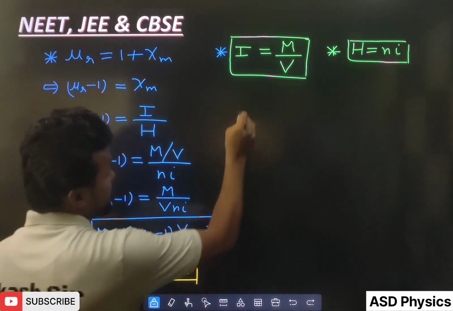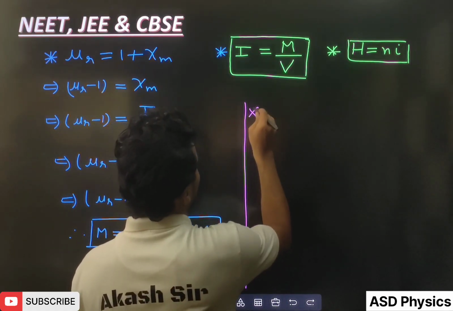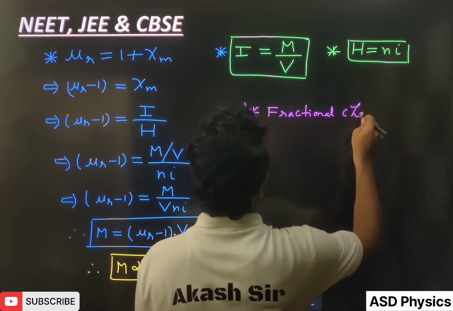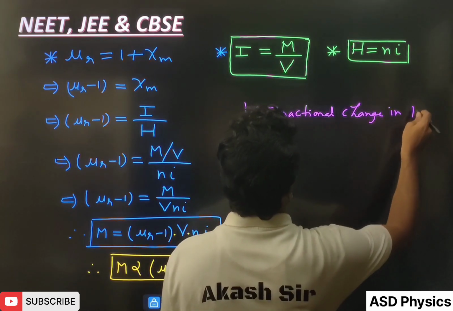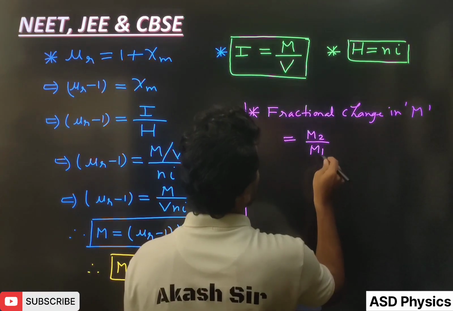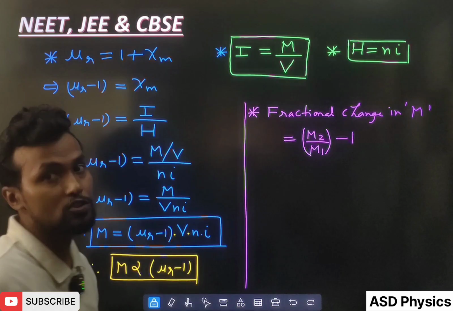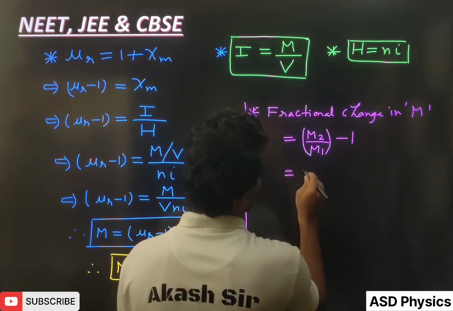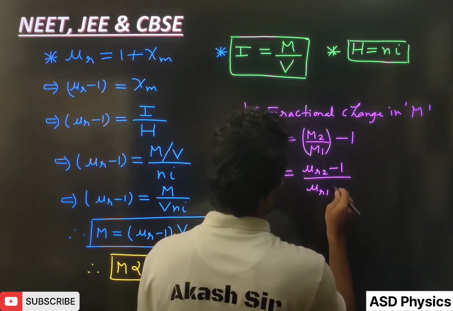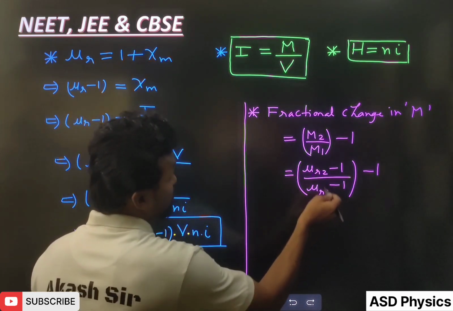After that, we have to calculate the fractional change. As I told you in the starting, the fractional change in M, where M is the magnetic moment, is M2 by M1 minus 1. Now you know very well M is directly proportional to mu r minus 1, so I can write this as mu r2 minus 1 by mu r1 minus 1, and here minus 1, with 2 and 1 as suffixes.